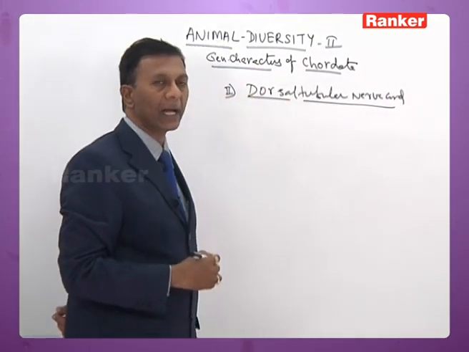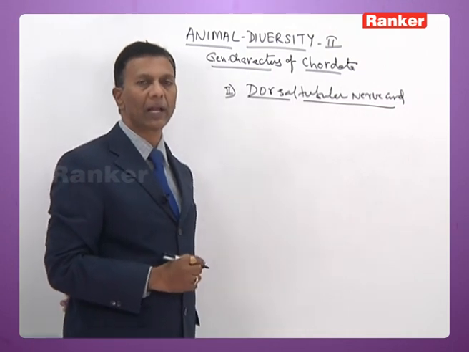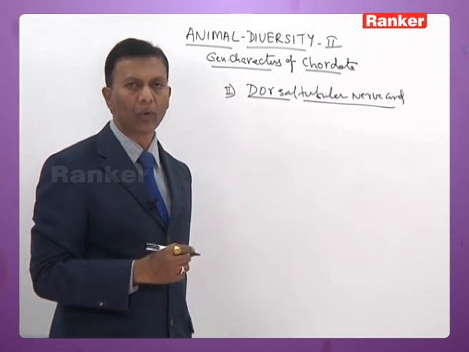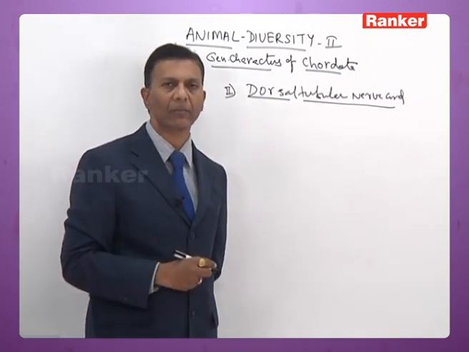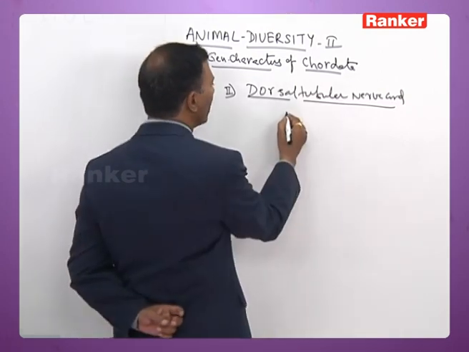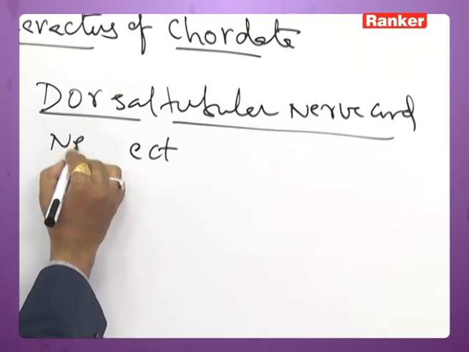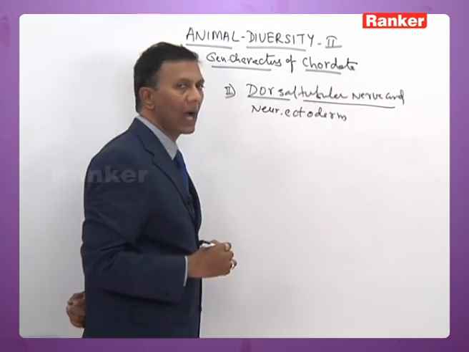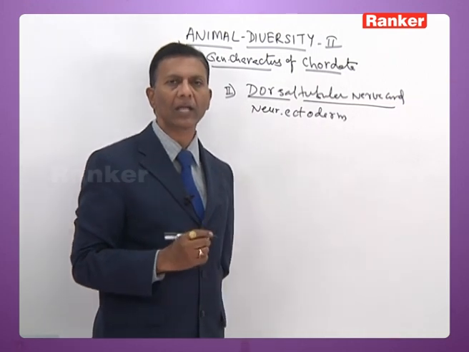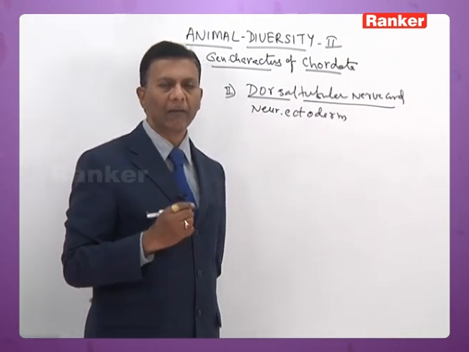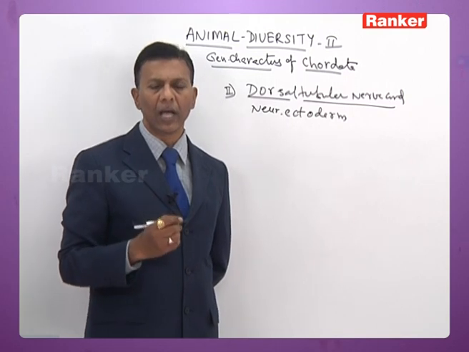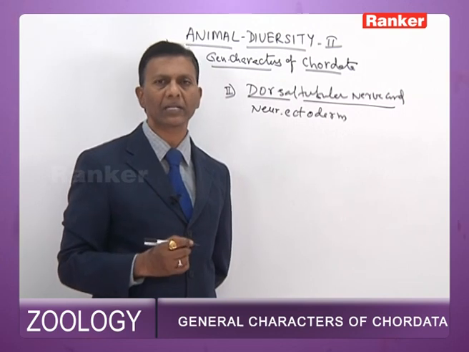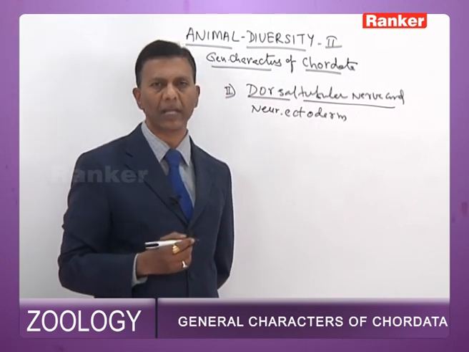The second fundamental character of chordates is the presence of a dorsal tubular nerve cord. This nerve cord is hollow, tubular, and lies above the notochord. In chordates, the nerve cord arises from neurectoderm. In chordates, the nerve cord is single, hollow and non-ganglionated, whereas in non-chordates, it is double, solid and ganglionated. In all non-chordates, it is midventrally placed, whereas in chordates, it is mid-dorsally placed.